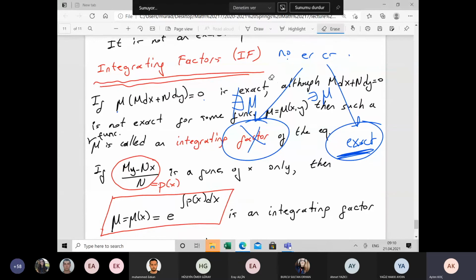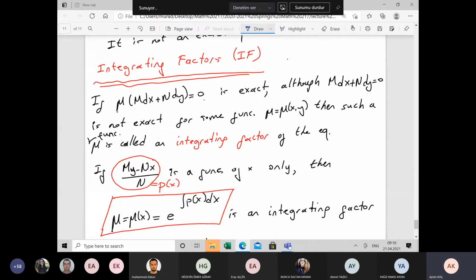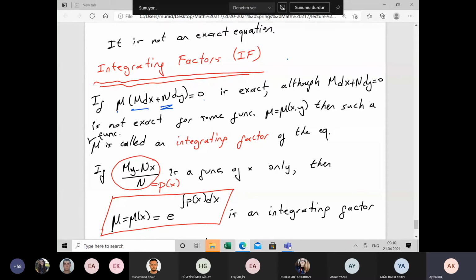Let's compute this. We know M and N, and our equation is not exact. M is the coefficient of dx and N is the coefficient of dy. So compute the partial derivatives: M sub y minus N sub x, over N. Look at this quotient. It may be a function of x only, meaning the quotient contains only x and does not contain y.